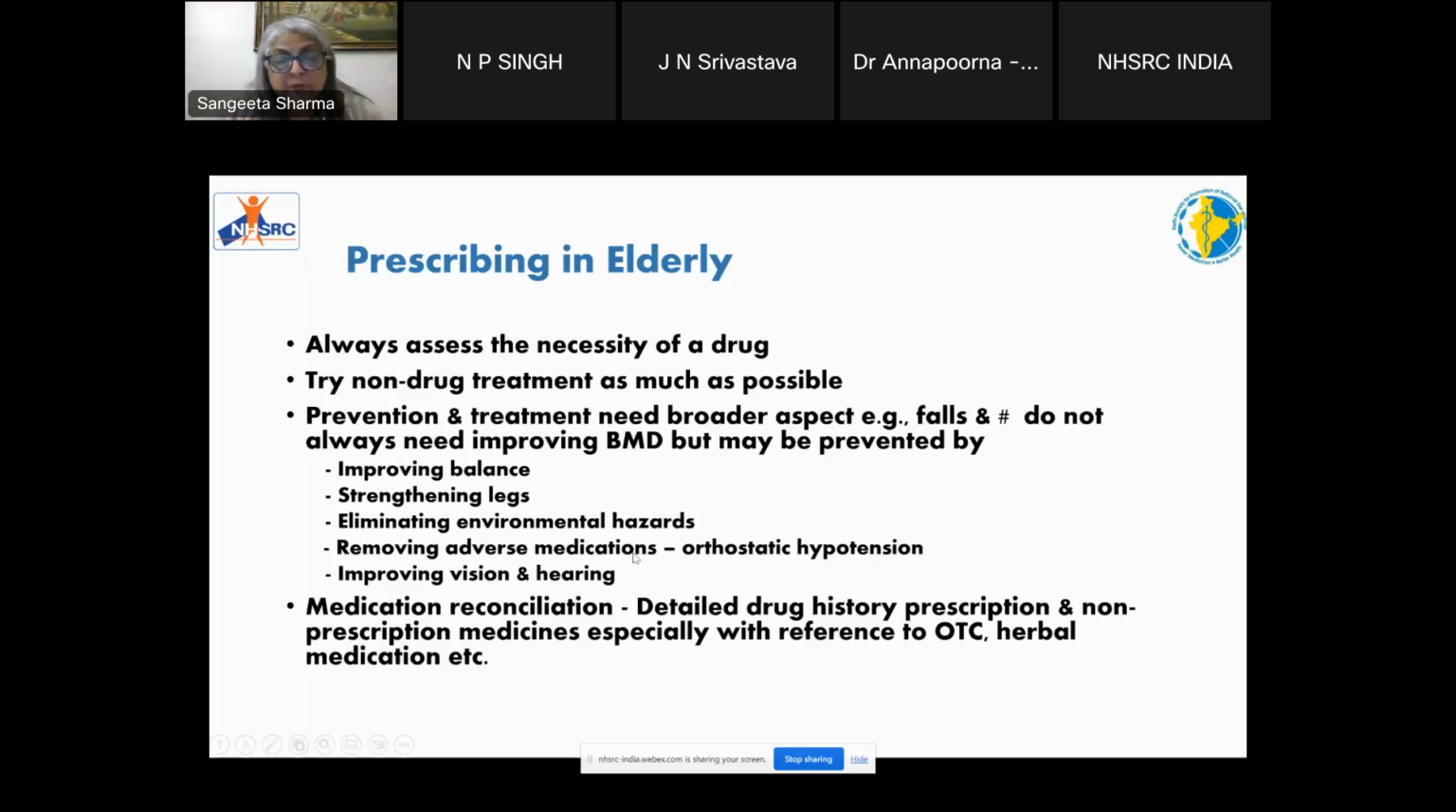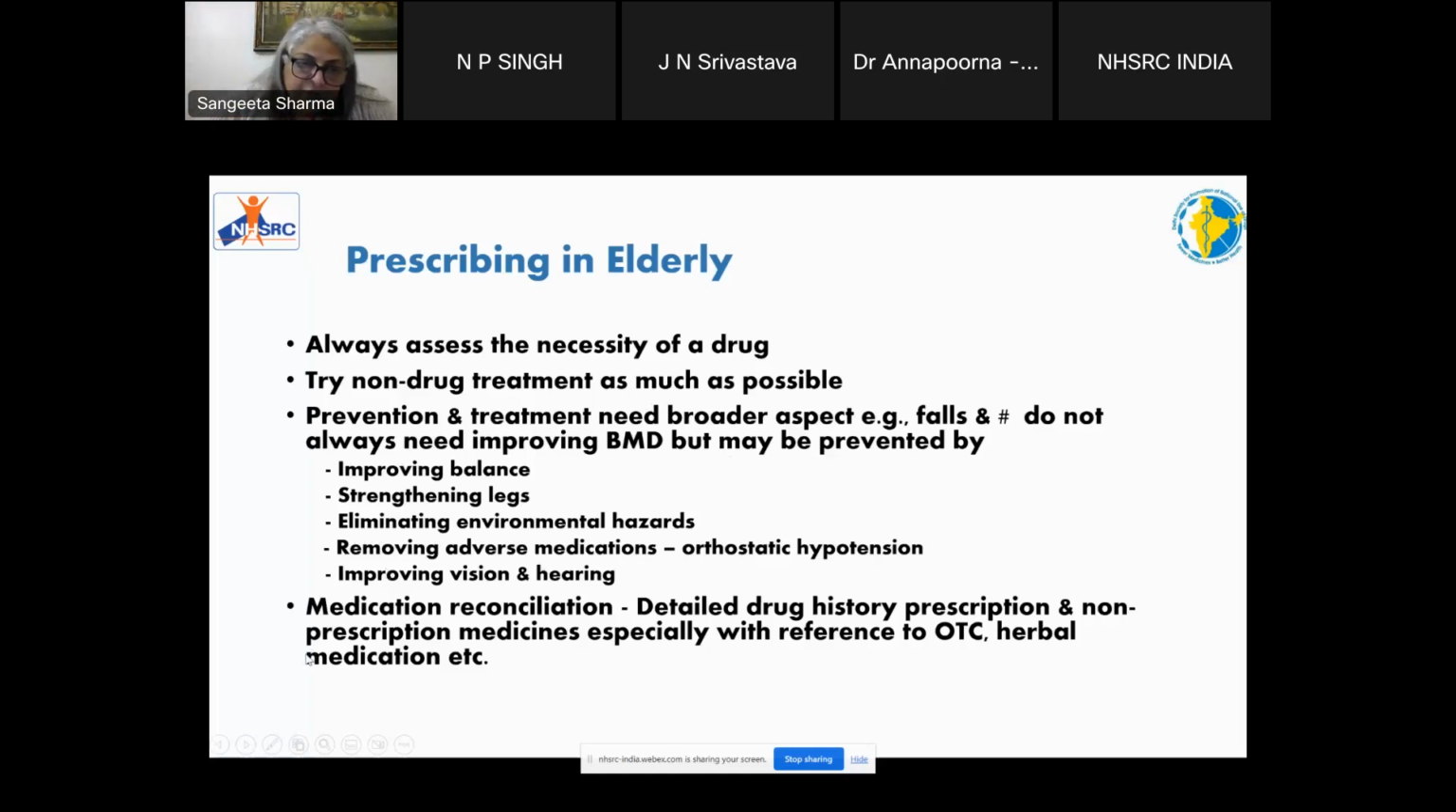So remove adverse medications from this, and remove environmental hazards at home: leveling in the household, tripping hazards, loose wires should not be there. Patients should be encouraged to do exercises, strengthening of legs, and get better vision and hearing.